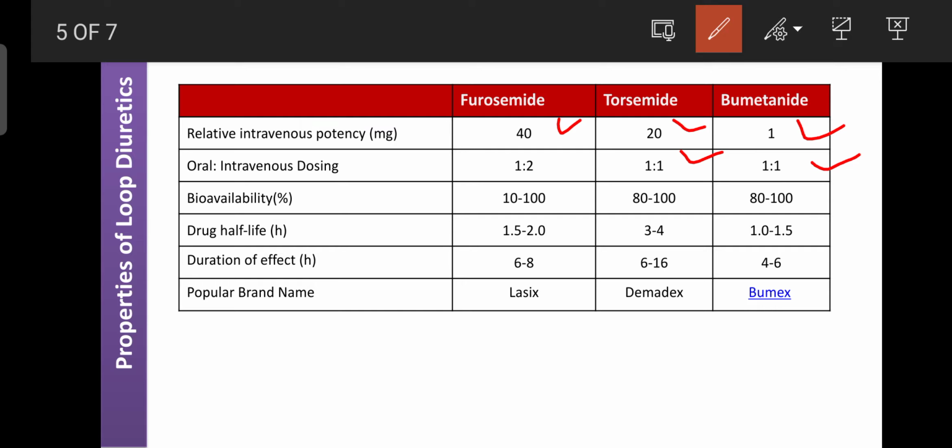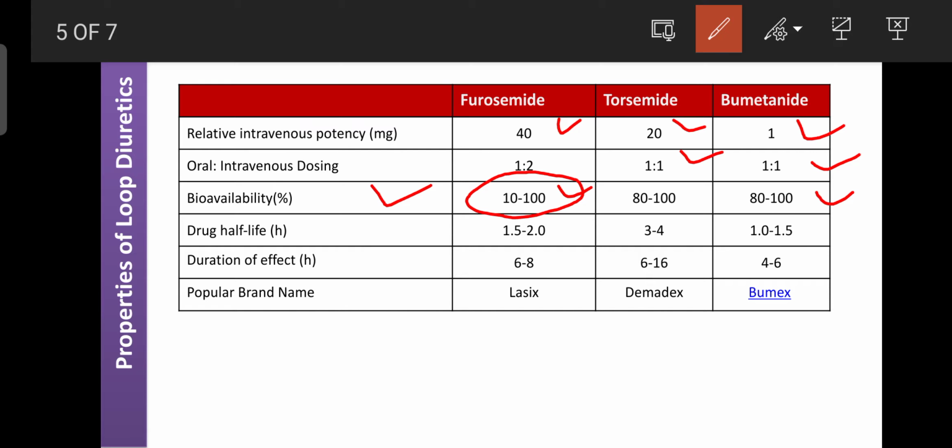Okay, so next regarding the bioavailability, the furosemide bioavailability is 10 to 100%. Then regarding torsemide, it is 80 to 100%. Then bumetanide, its bioavailability to show the pharmacological activity is also 80 to 100%. So due to this reason, nowadays torsemide can replace furosemide. Regarding torsemide and bumetanide, their bioavailability is 80 to 100%. But regarding furosemide, its bioavailability is only 10 to 100%.